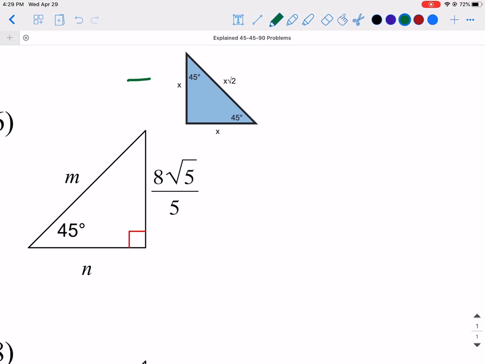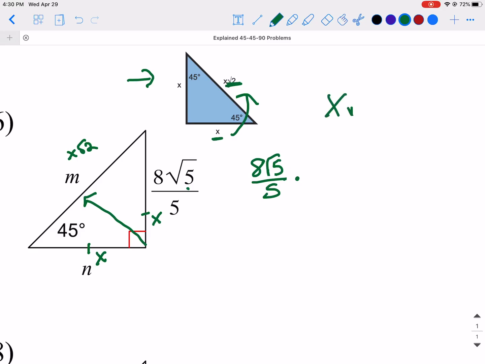So again, I have my base triangle right here in blue to give me the base of what I need to go to. So I'm going to identify my parts on my triangle. I know that this is my x rad 2, this is my x, and then this side is also my x. Looking at what the triangle gives me, they give me x, x, 8 radical 5 over 5. And if I need to find my hypotenuse, what do I multiply by? Well, x rad 2.